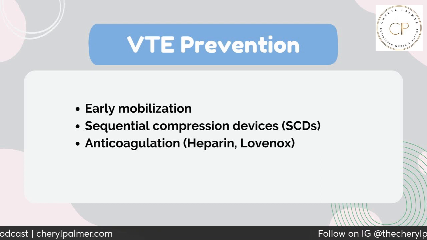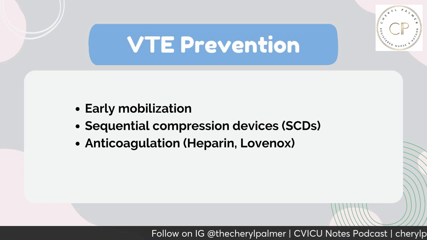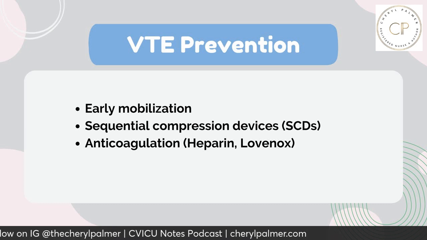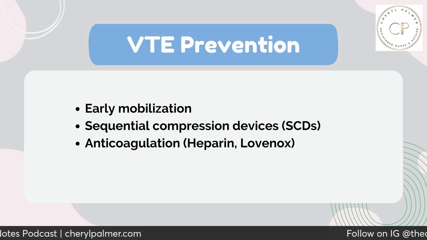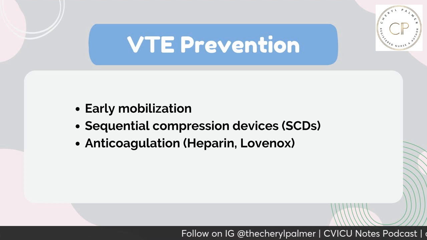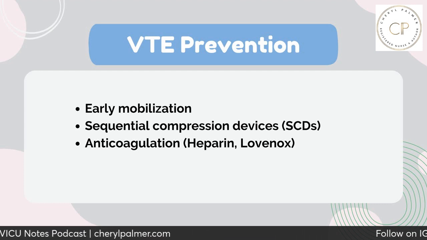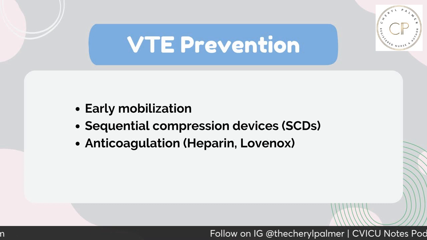So some of the things to prevent that PE would be VTE prevention. You want to mobilize your patient early, apply SCDs, anticoagulation of heparin and Lovenox. Just a note that never minimize what SCDs can do. They're very effective despite what we think, keeping that blood flowing and preventing thrombi formation or thrombus formation in the lower extremities.